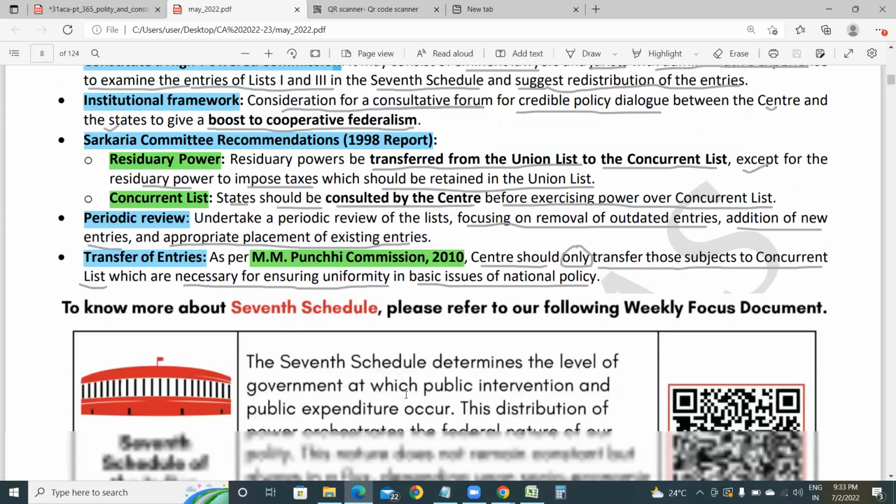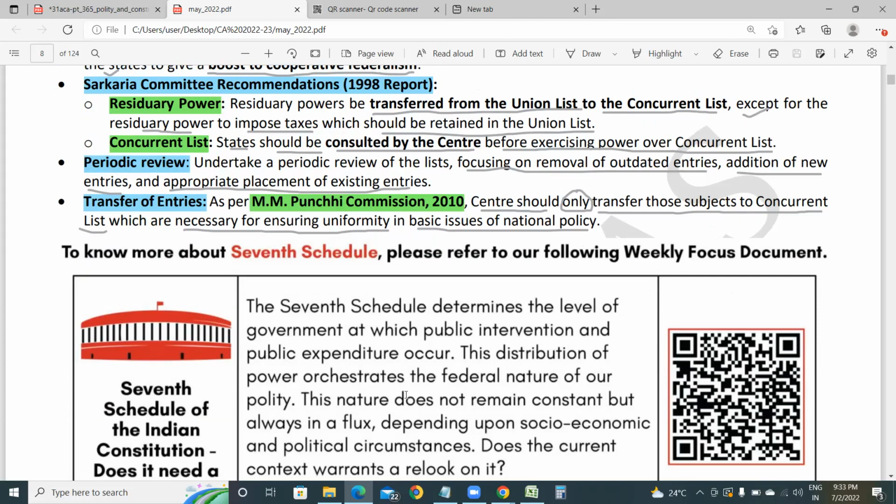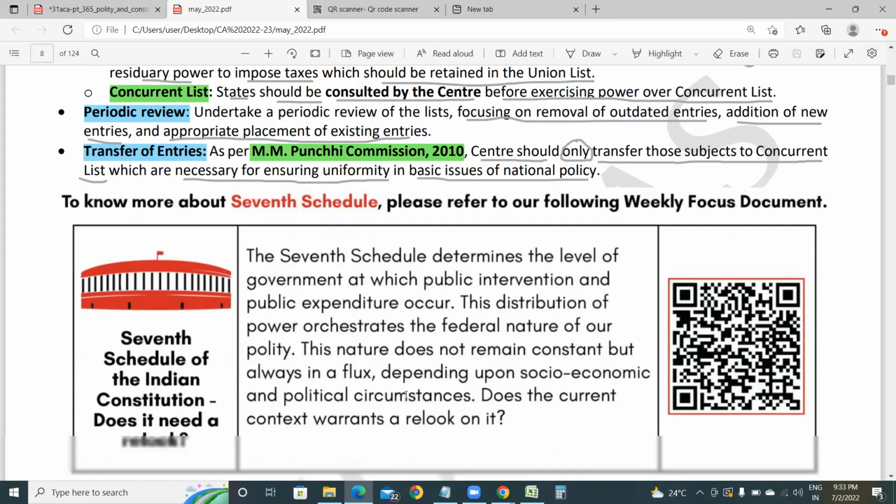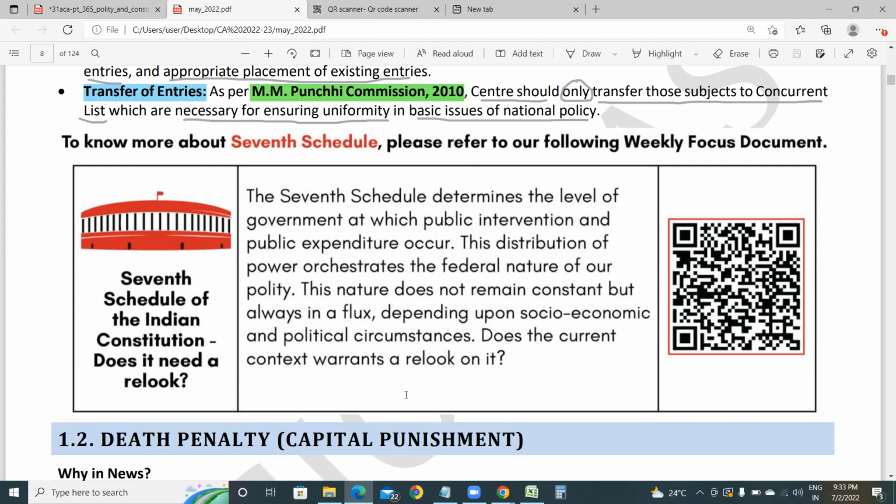So that's all for now. And if you want to know more about the Seventh Schedule, scan this QR code. You'll get a PDF document of 10 pages of the weekly focus document, titled Seventh Schedule of the Indian Constitution: Does it need a relook?